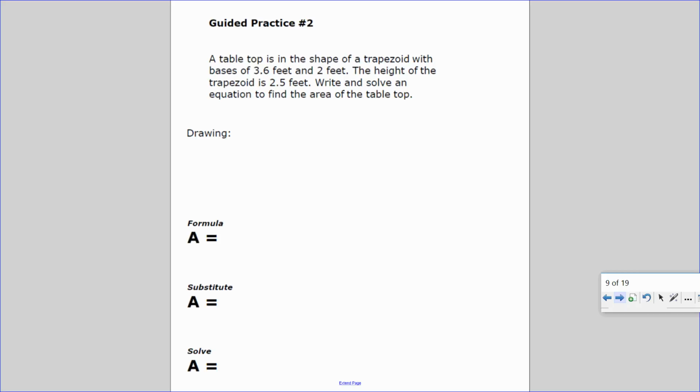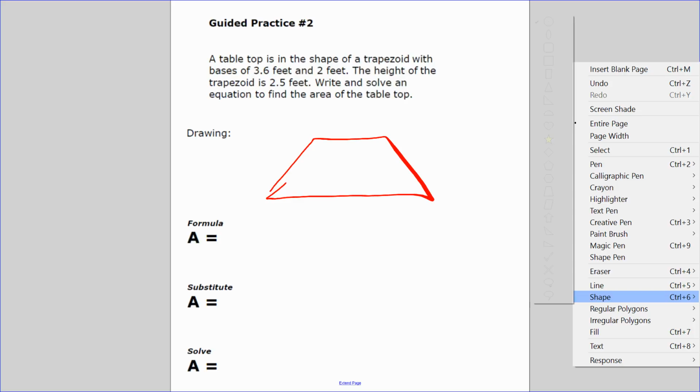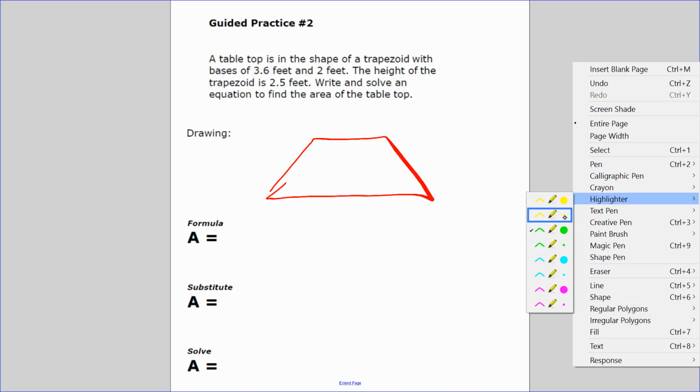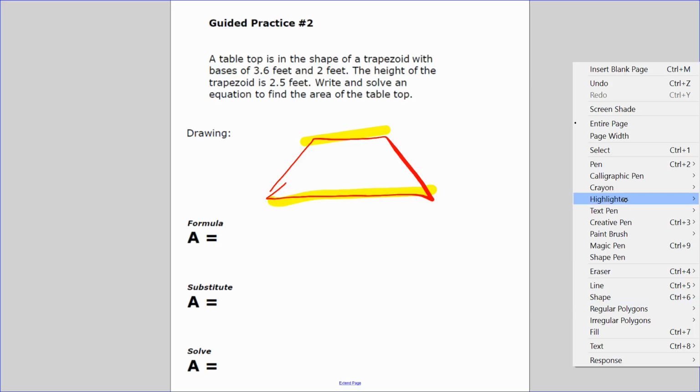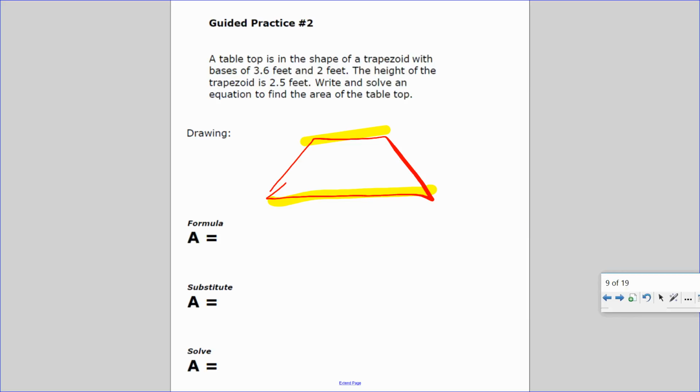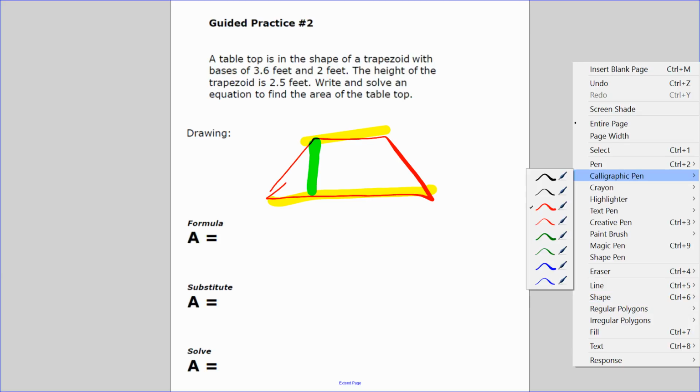You draw a trapezoid. Before we draw it, let's highlight the important parts. Let's highlight the bases, and let's highlight the height in green. Before you say it's not here, why can't you just draw it in right there? So let's read the word problem now.